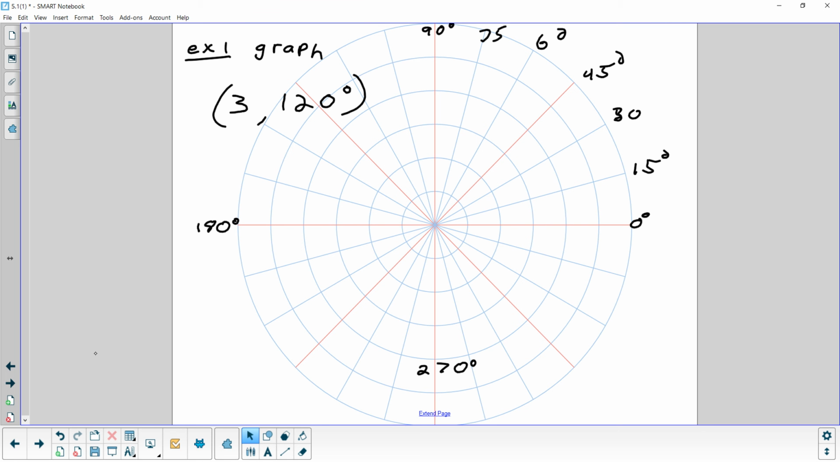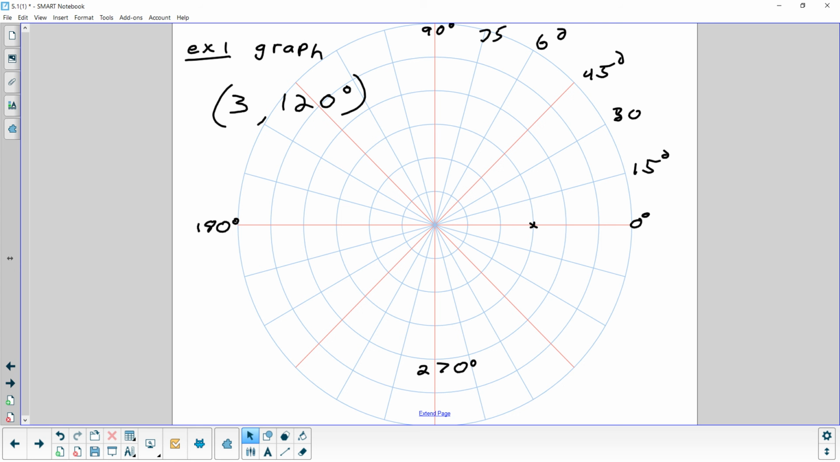All right, so the coordinate they've given me is 3, 120 degrees. So Raymond, what's my R in this case? 3. And are we going to start by going 3 units right or 3 units left? Right. Yes, correct. We're going to go 3 units to the right. I'm just going to put a temporary mark right there.